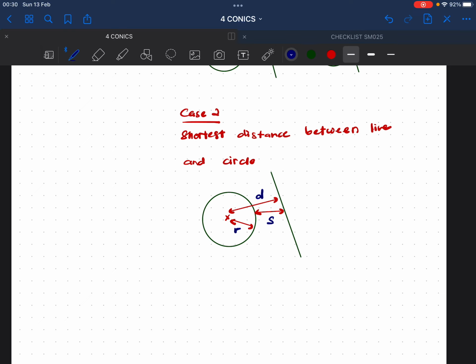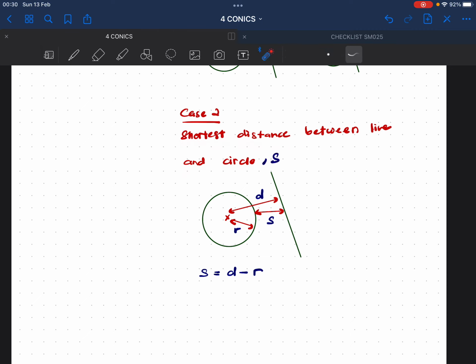Okay, so how are we going to find the shortest distance between line and circle, which is this part here? You have this, which is distance between line and center, minus by the radius, you'll get the answer for your S. Okay, so the formula is S equals to D minus R. Okay, one more time. If the question asks shortest distance between line and circle, that is your S.